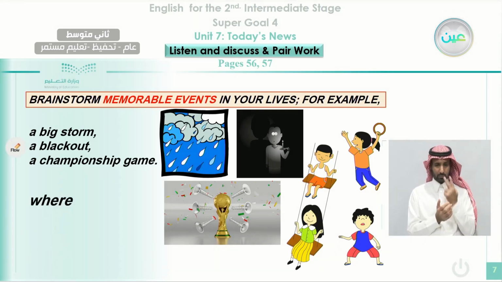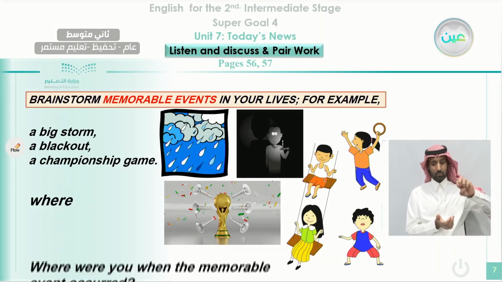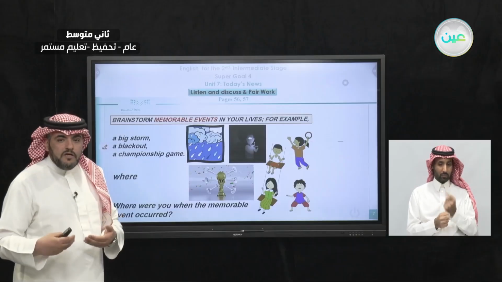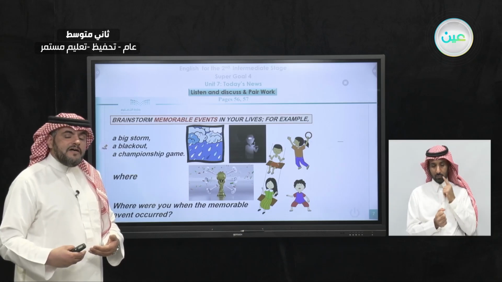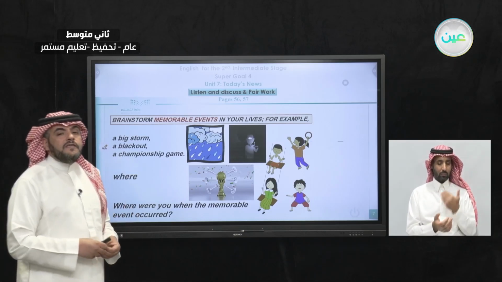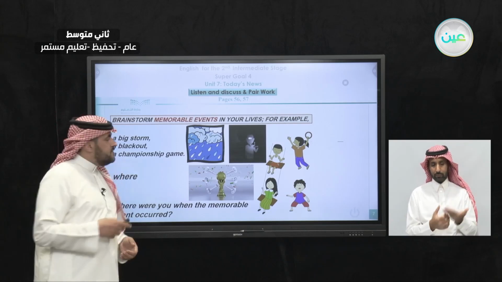You need to decide to tell us where these memorable events happened, and also where you were when these memorable events occurred. Mainly in the grammar section of this unit, we're going to talk about the past events that happened, and we are going to talk about another tense, about what you were doing, or what the other action was that was taking place while this thing or this action happened.